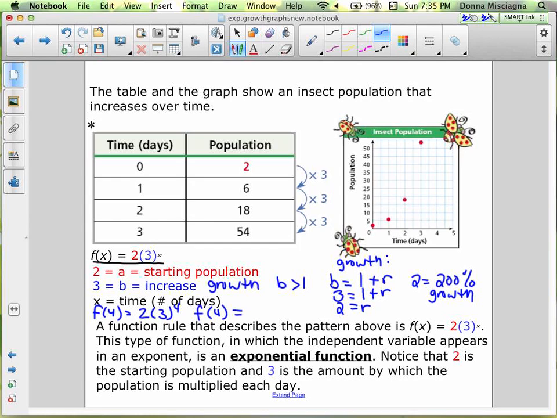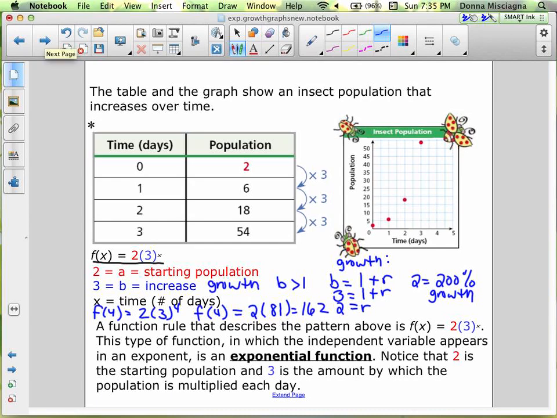It is not 6 to the 4th power, it is 3 to the 4th power times 2. So that would give us 2 times 3 to the 4th power is 81, 3 times 3 is 9, 9 times 3 is 27, 27 times 3 is 81. So 2 times 81 would give us 162 fruit flies.